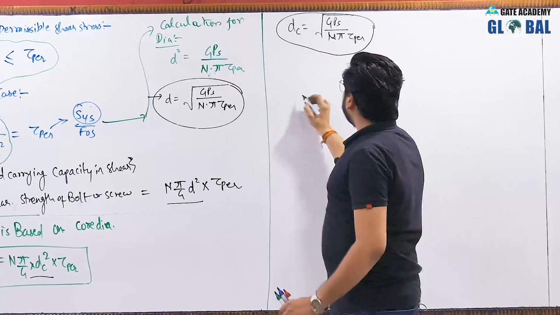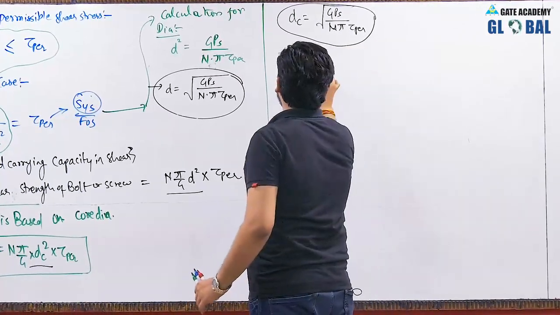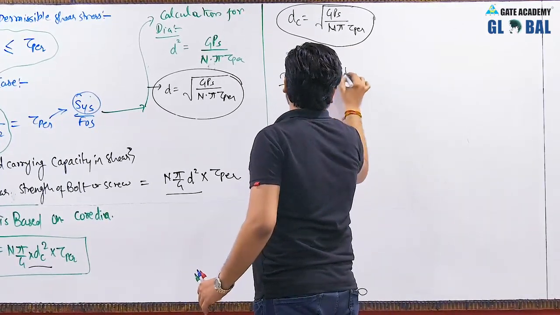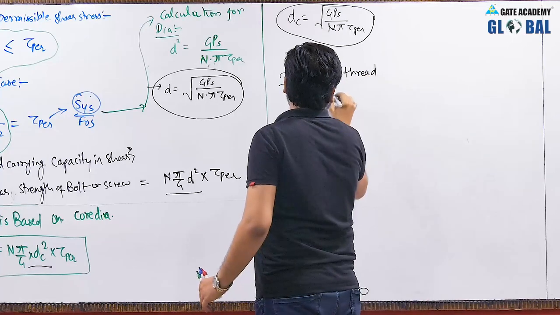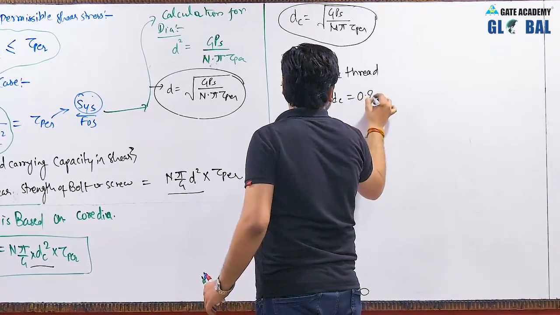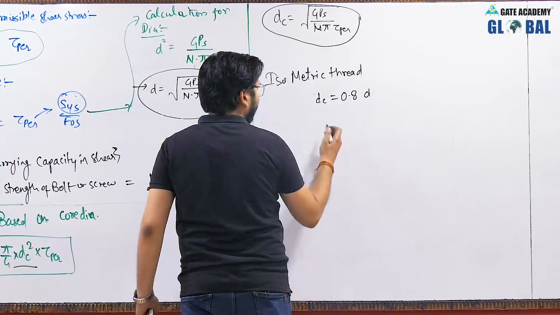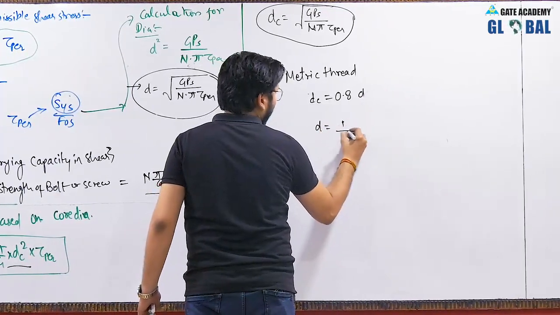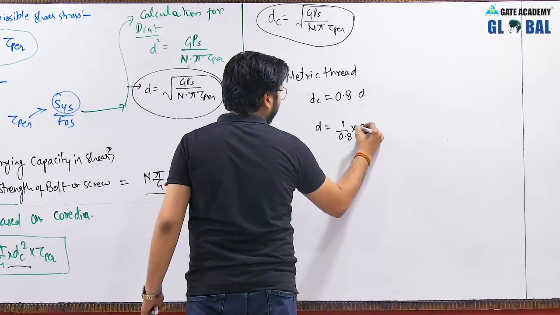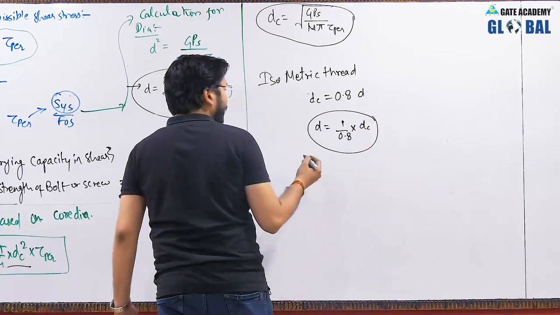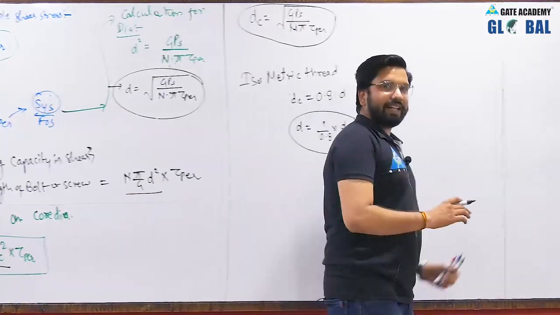Okay, now for an isometric thread, dc is equal to 0.8 times d. That means d will be 1 by 0.8 into dc, which simply means that d is higher than dc.